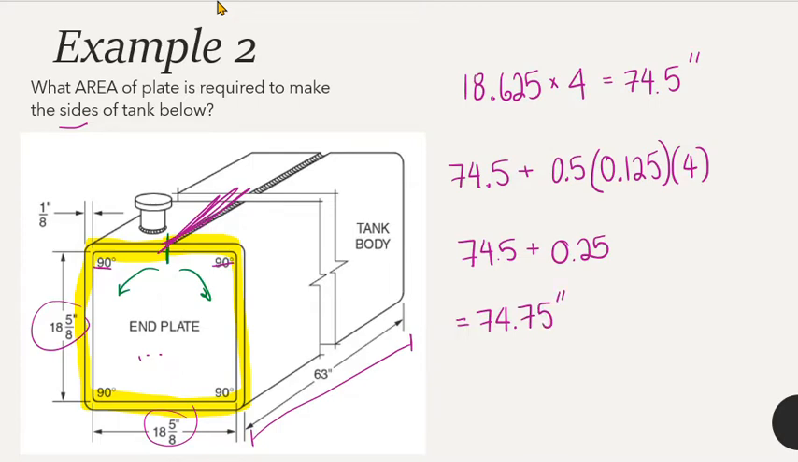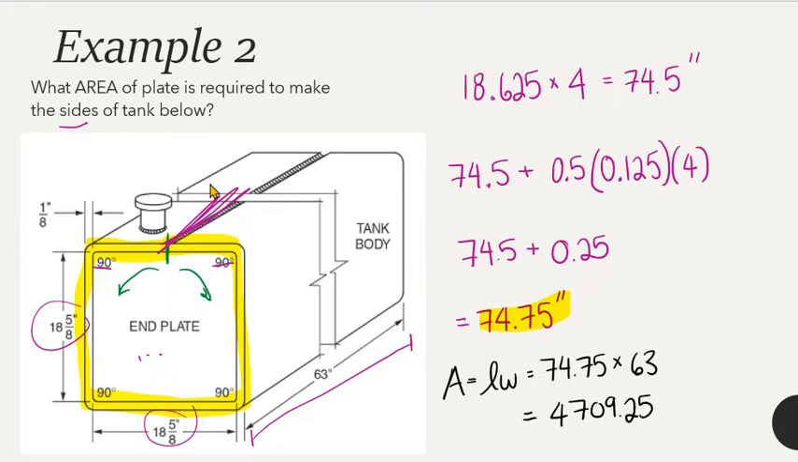Am I done? No, I've just found the yellow length. Now I need to multiply it by that 63 inches. So my area is length times width, which will be 74.75 multiplied by 63, giving us 4,709.25 inches squared.